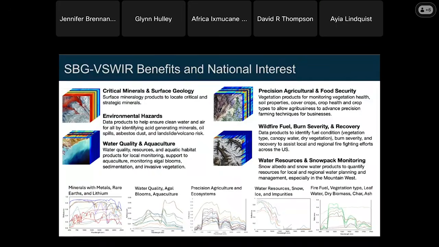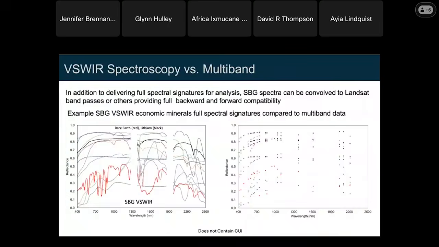Our ability to measure non-photosynthetic vegetation every couple of weeks would be a real boon to fire prediction, fire risk prediction. Water quality and aquaculture, agriculture, food security, water resources. There's really just a huge raft of different possibilities.